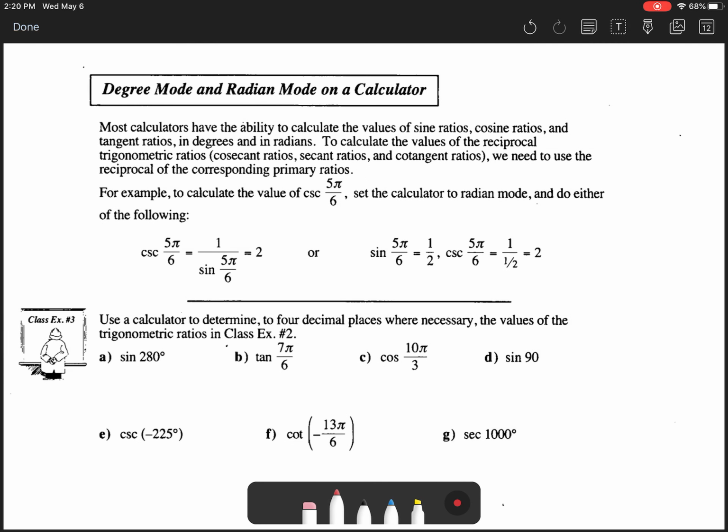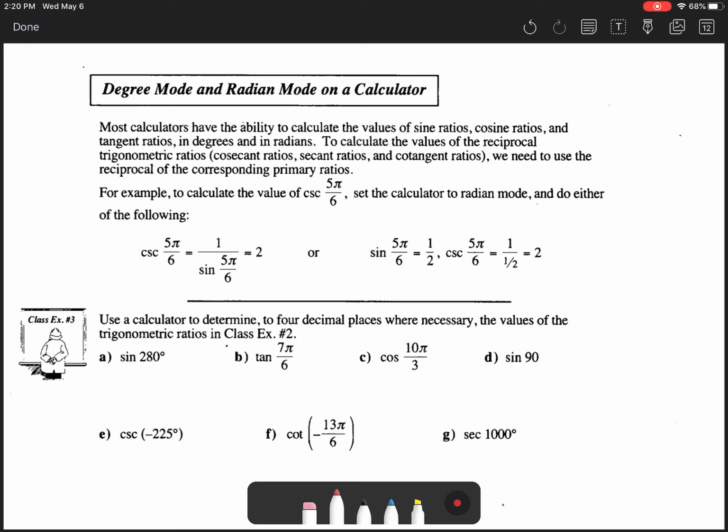So again, this goes back to what I mentioned the other day, which is on your calculator. If you push the mode button, which is beside second function, you'll see the third option down allows you to highlight either radian or degree, depending on the question. So if we read through the instructions here, it just says most calculators have the ability to calculate the values of sine, cosine, and tangent ratios in degrees and radians.